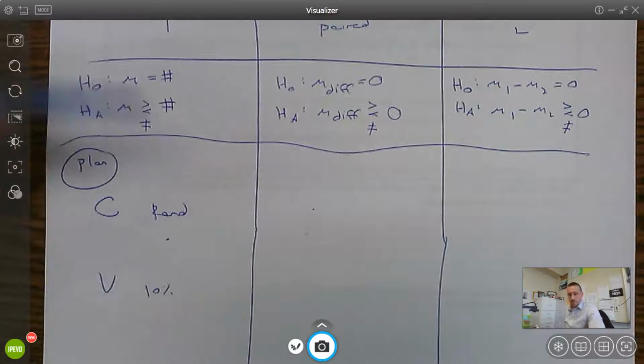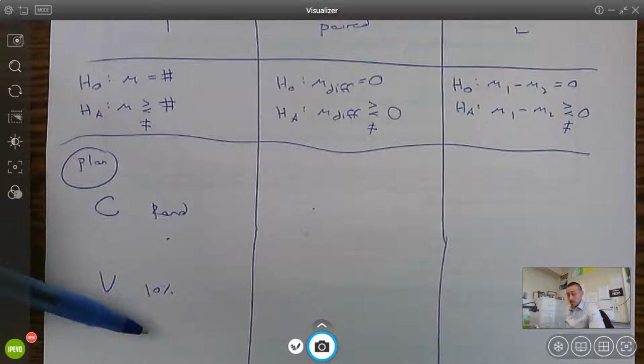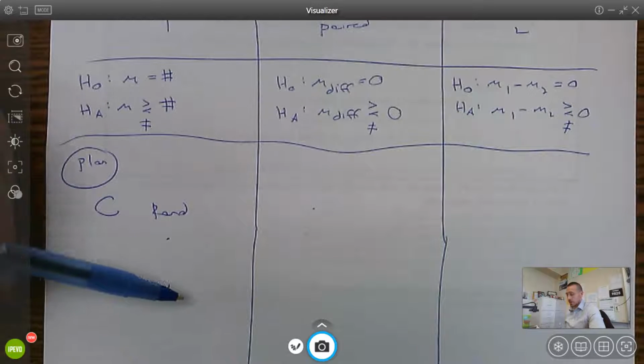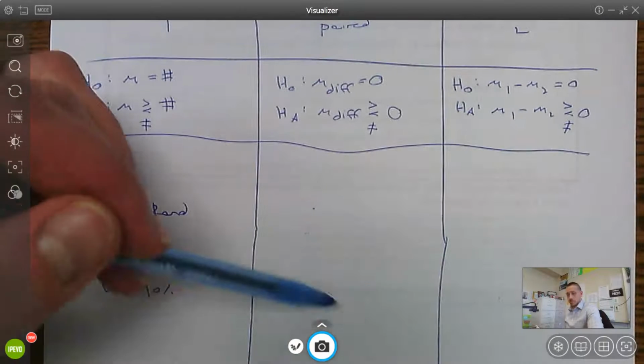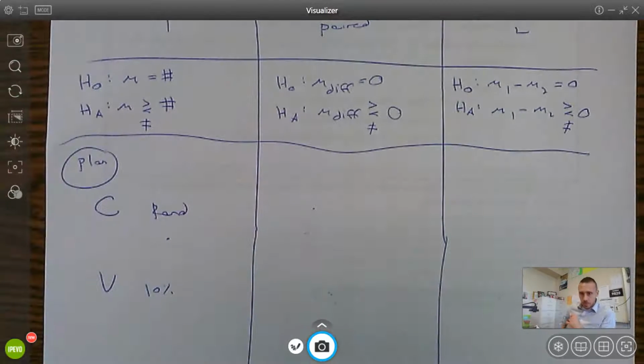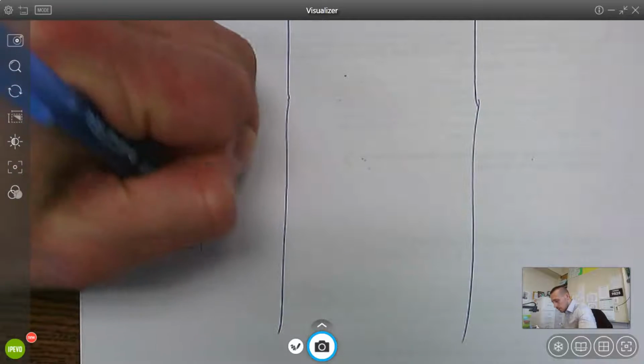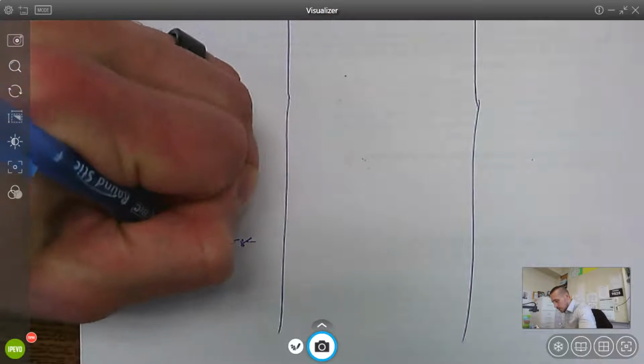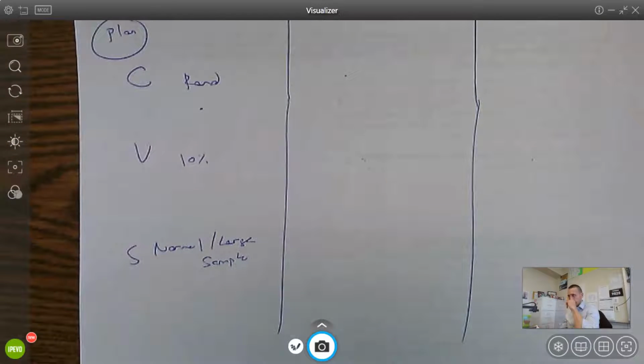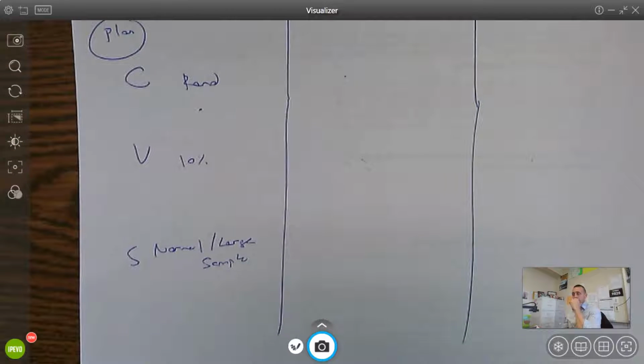10% condition, same as confidence intervals. Sample size is less than 10% of the population size. If you have an experiment, you're not going to check the 10% condition, most likely, because you probably don't have a random sample. You probably have volunteers. Okay, that moves us on to the normal large sample condition. And this is going to be exactly the same as it was for confidence intervals.